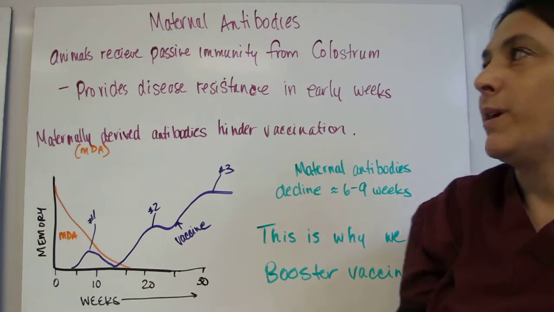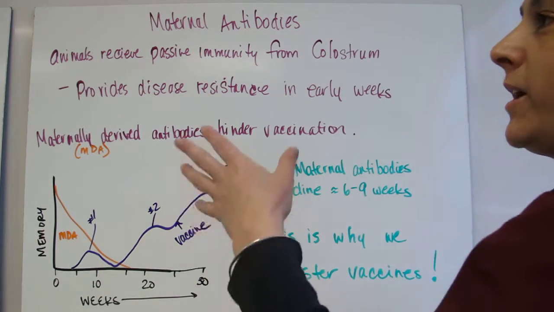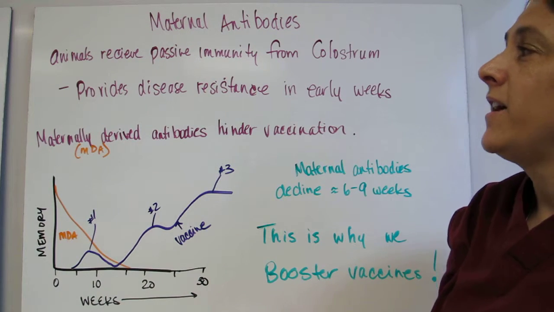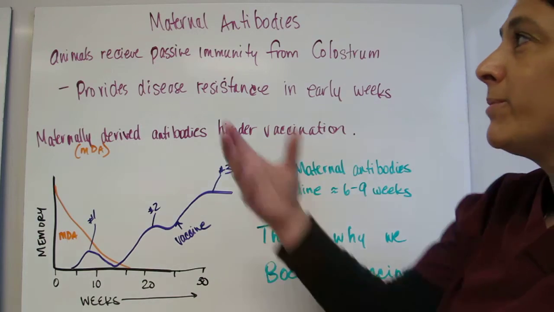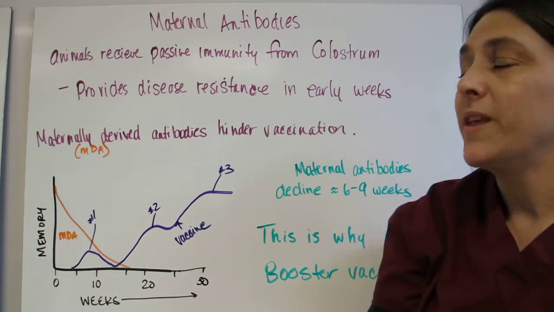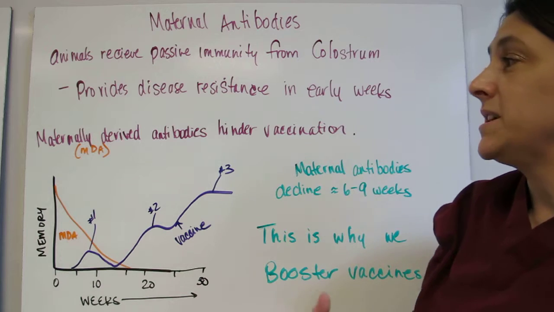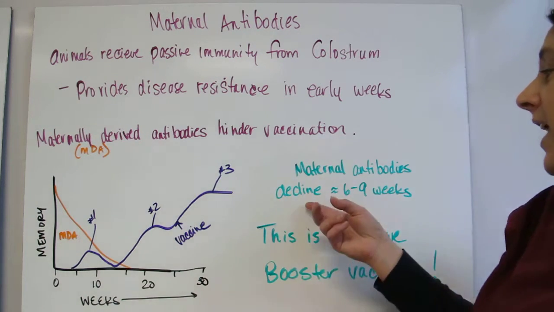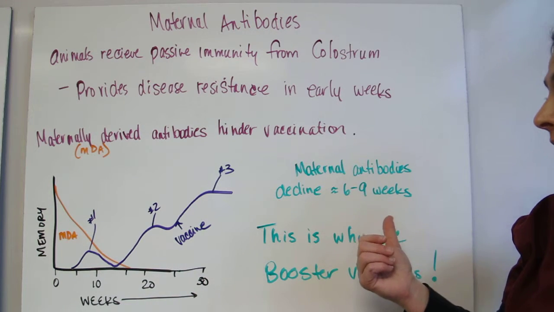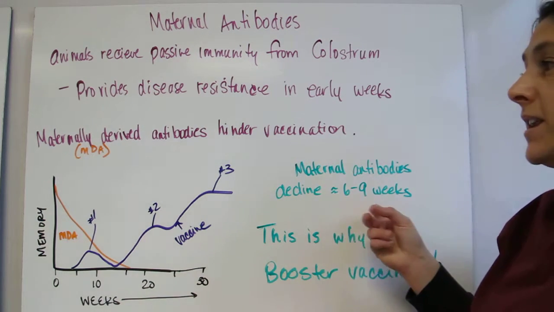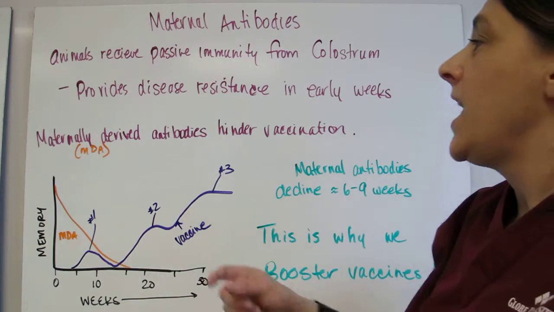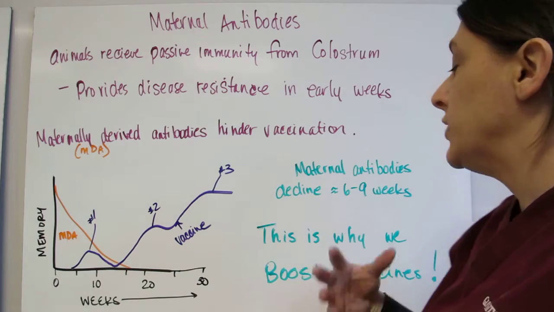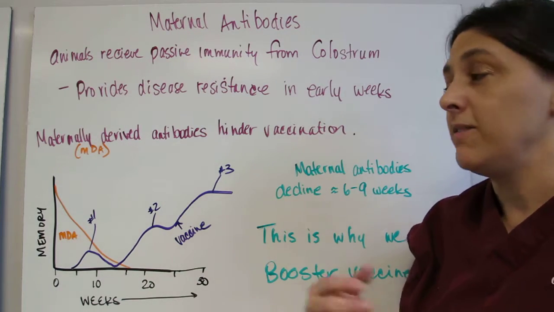So maternal antibodies. Well, we talked about passive immunity in moms. The problem with maternal antibodies is that when the animal gets that passive immunity from the colostrum, it does provide resistance from disease in their early weeks, but it doesn't continue. It declines at about 6 to 9 weeks. Okay. The problem is that about 6 to 9 weeks is when we start to vaccinate. And these maternal-derived antibodies can actually hinder vaccination. So this is why we have to booster puppy and kitten vaccines.